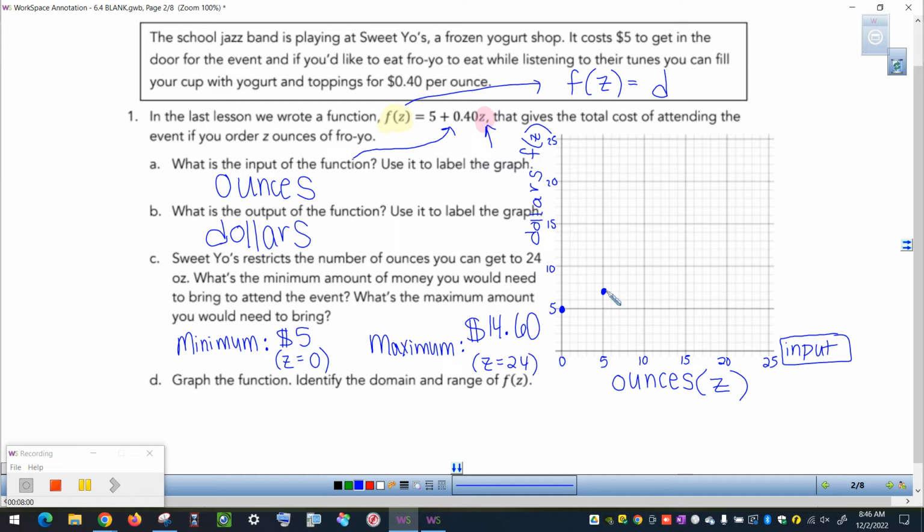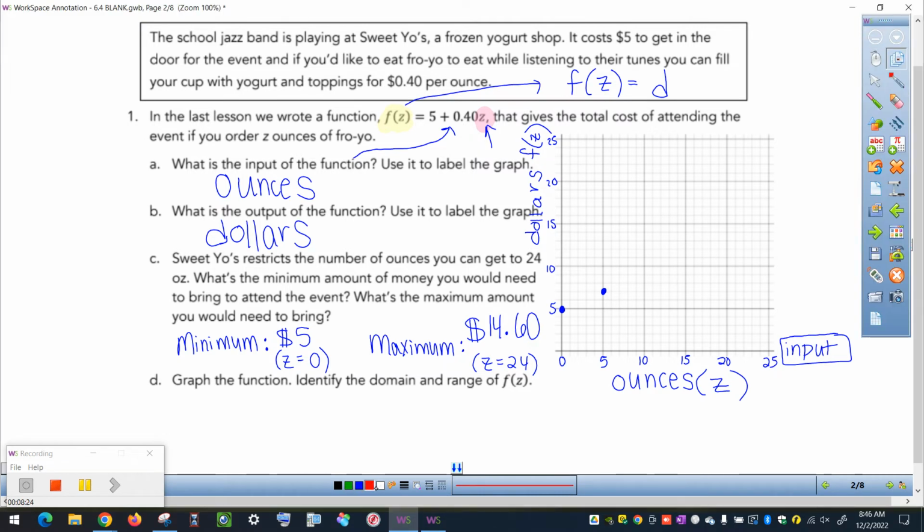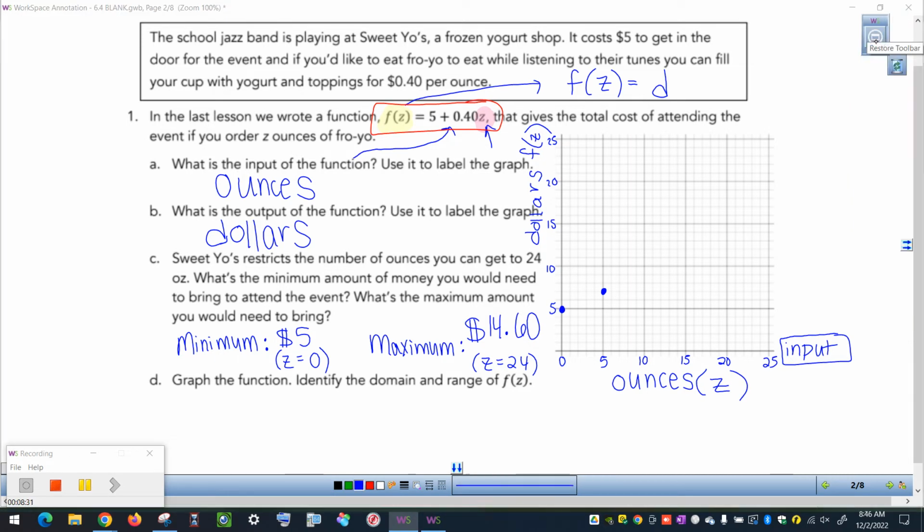Another thing we can do is look back at the equation right here. We could connect this back to the slope-intercept form. We could think about the slope and the y-intercept to get points on the graph. So this is another review of some things that we did back in Chapter 2. For a moment here, I'm just going to think about this as an x and y equation. So it would be y equals 5 plus 0.40 times x.